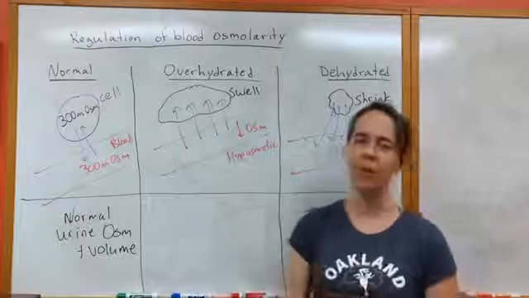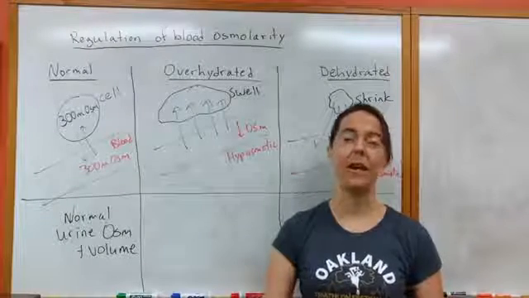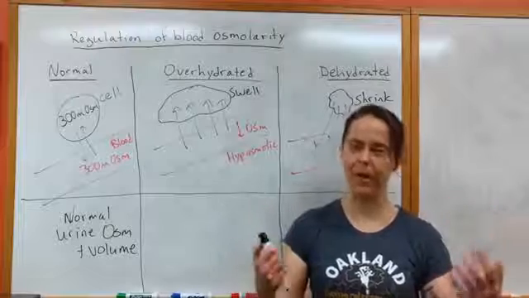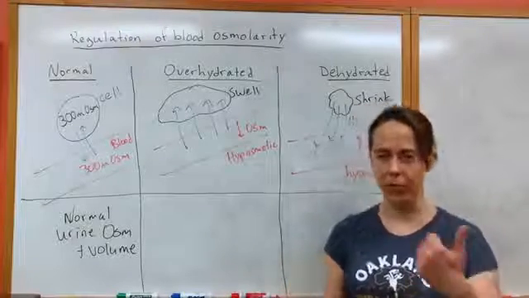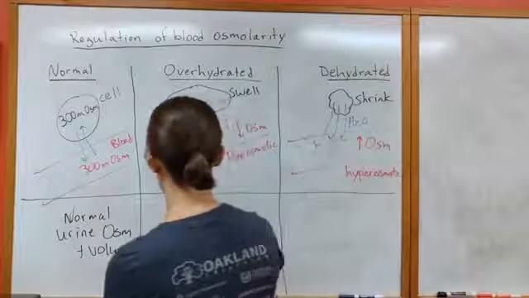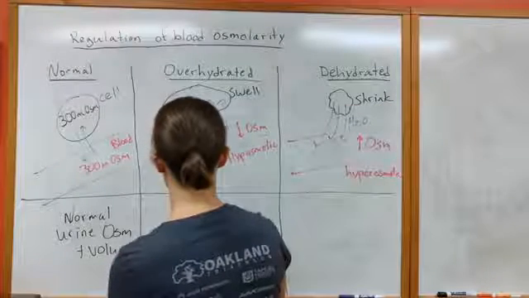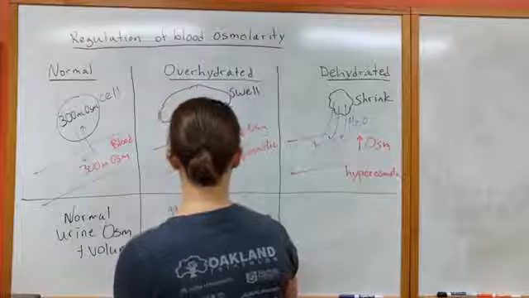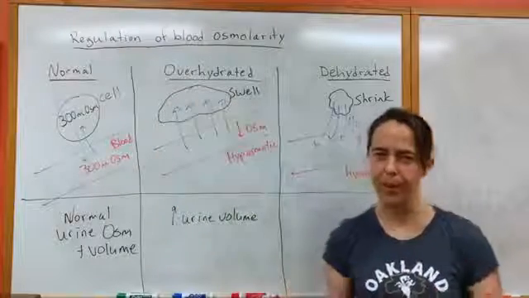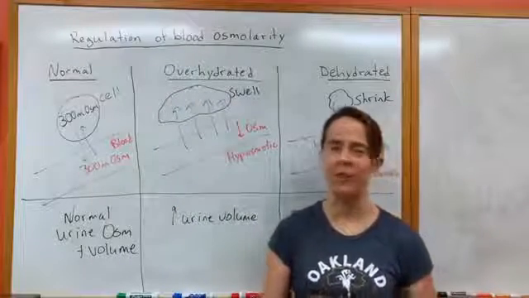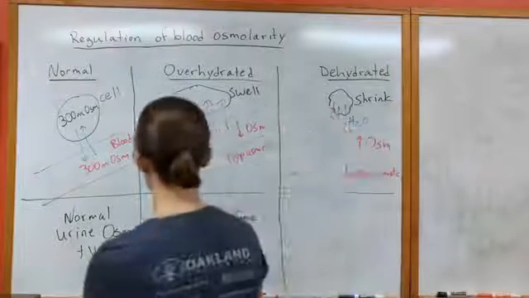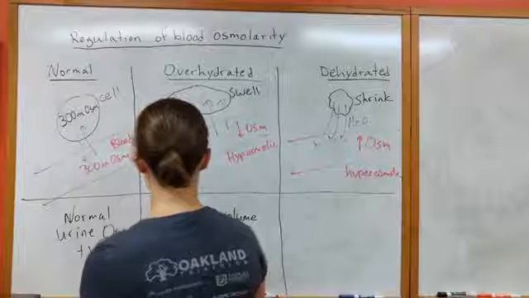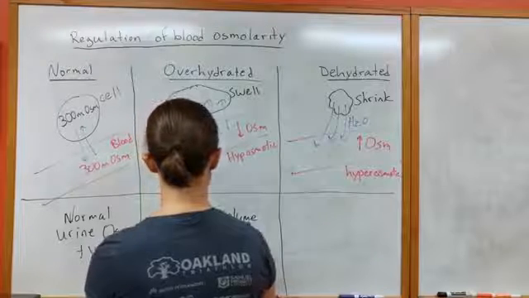So if you're overhydrated, what's going to happen to your urine output? Just think about it from experience. You've had a lot to drink. What happens to urine output? Volume increases, right? So you're going to get rid of that extra water. So urine volume increases. And in terms of the osmolarity, like the concentration of that urine, it is going to have a lot more water in it than usual. So the osmolarity goes down. It's dilute, right? So urine osmolarity goes down.